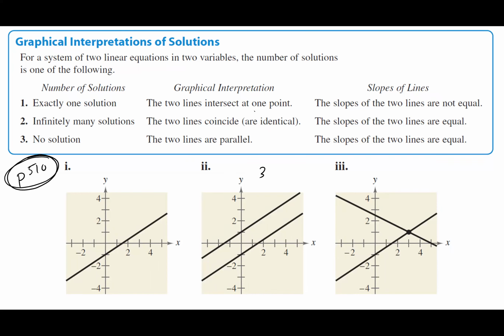So two lines intersect at a single point. That's cool. Lines coincide is the term where one line is right on top of the other line, and then we have lines that are parallel. We're good.